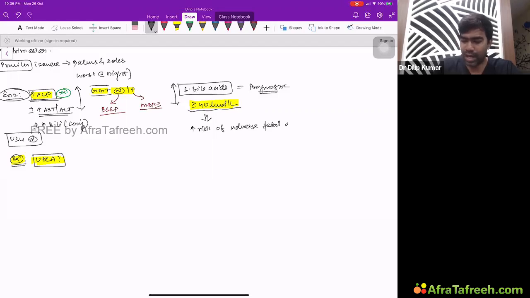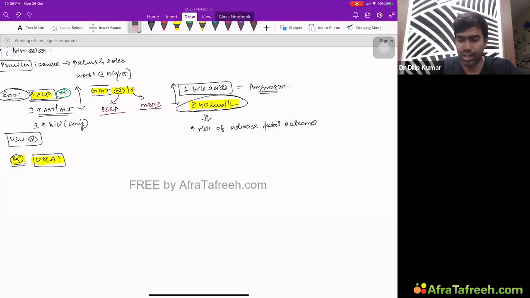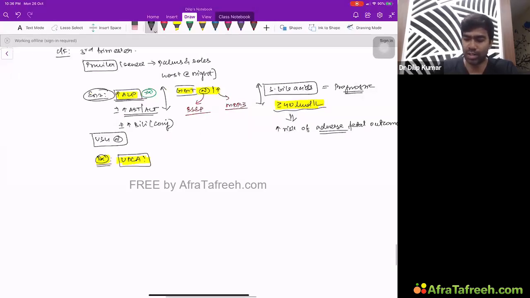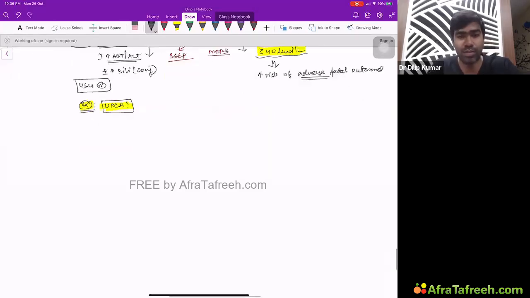So my idea is to give UDCA and to bring this serum bile acid level to less than 40 and make sure that there is no adverse fetal outcome. It's a very important treatment as well. So more than 40 is an indicator of high risk of adverse fetal outcome.